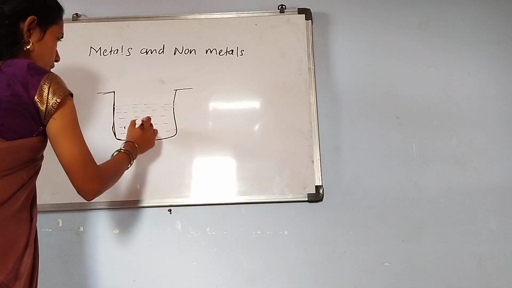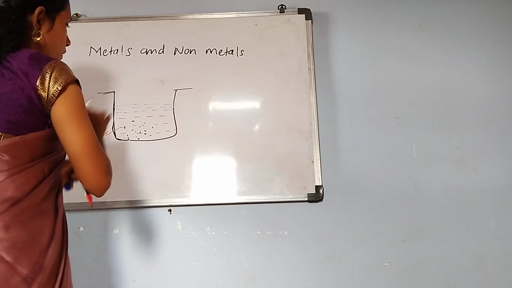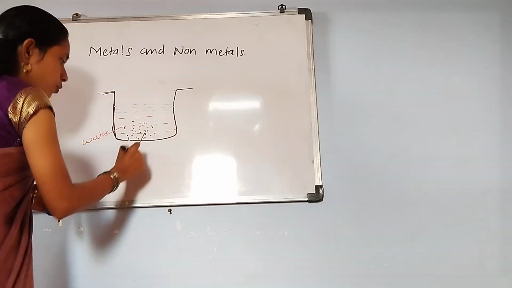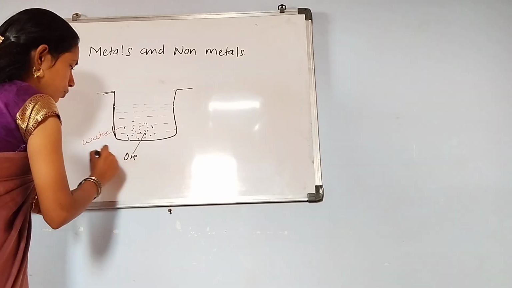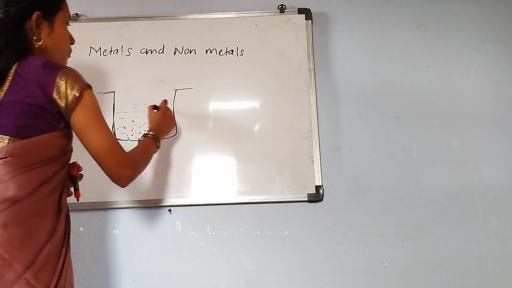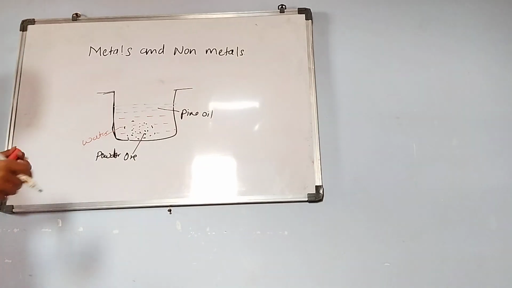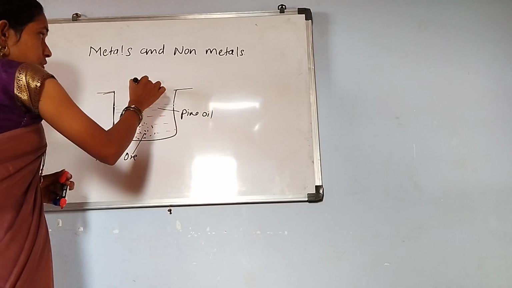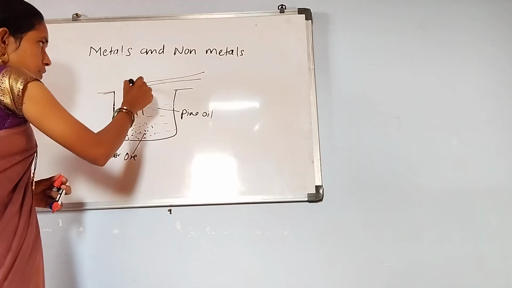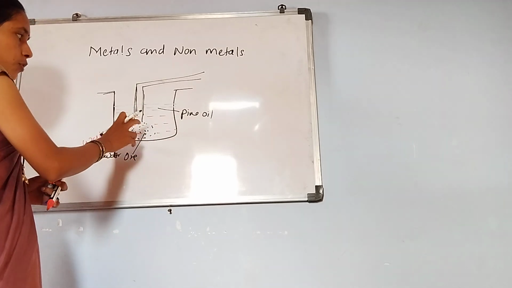So this red mark is the water. And the black color, these are the impurities. It's the ore, powdered form of ore, and this is the pine oil. Now we are passing compressed air through this tube. So what happens once we are passing this compressed air in this mixture of water, oil and powdered ore?